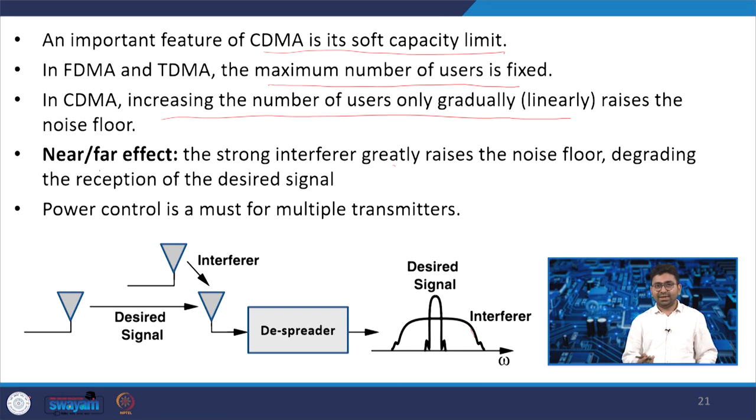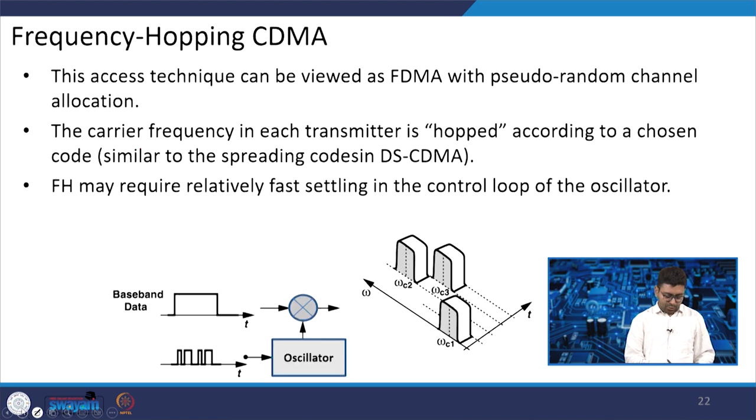So, we have seen the three multiple access techniques, TDMA, FDMA and CDMA, and mostly these are widely used. There is another technique also. This is specific to Bluetooth, called frequency hopping CDMA, where the same CDMA will happen, but the carrier frequency will hop. So, for example, at different times, different carrier frequencies omega C1, omega C2, omega C3 are used, as shown in the diagram.